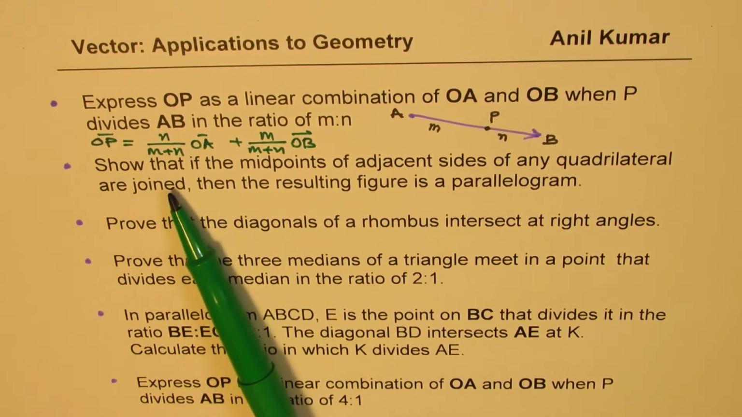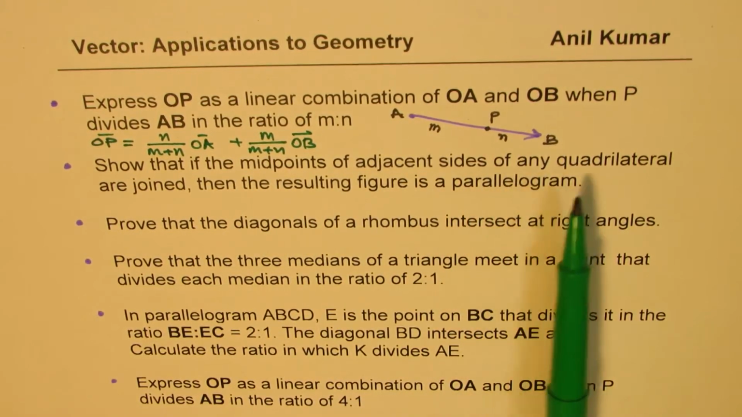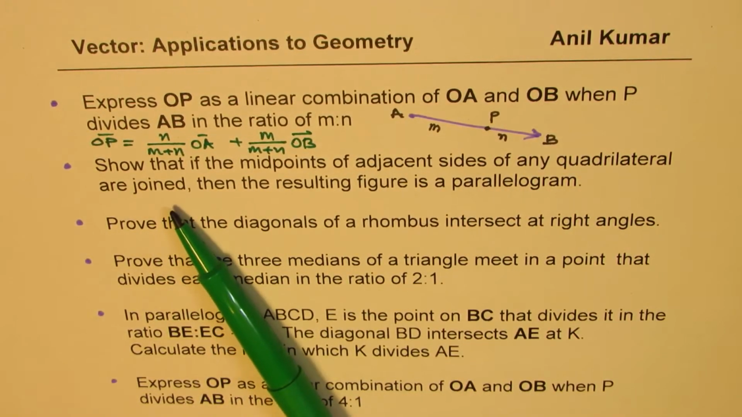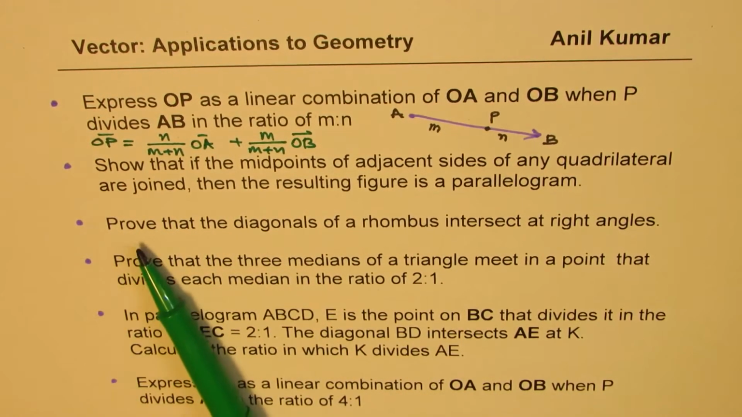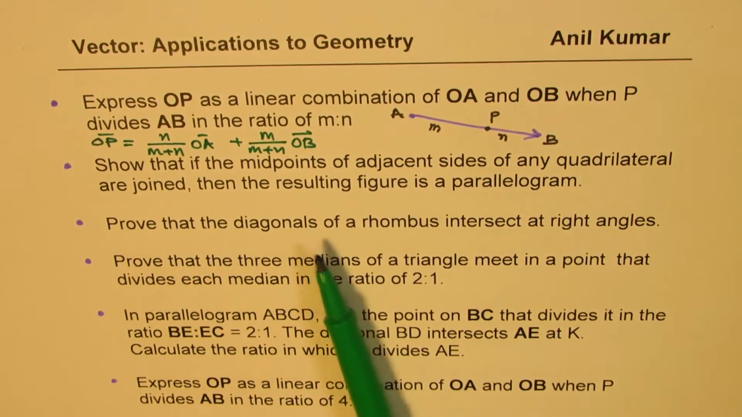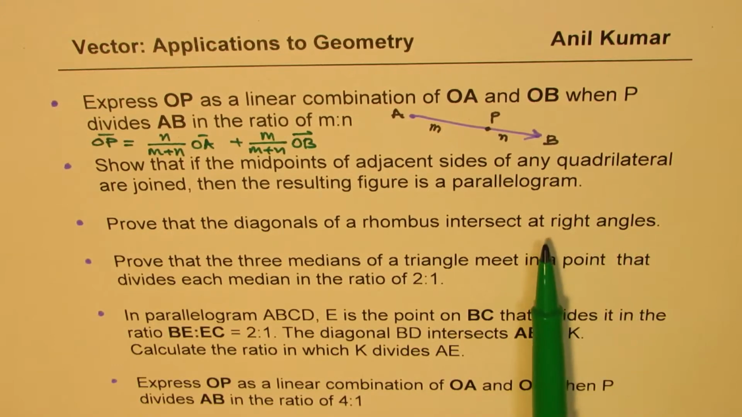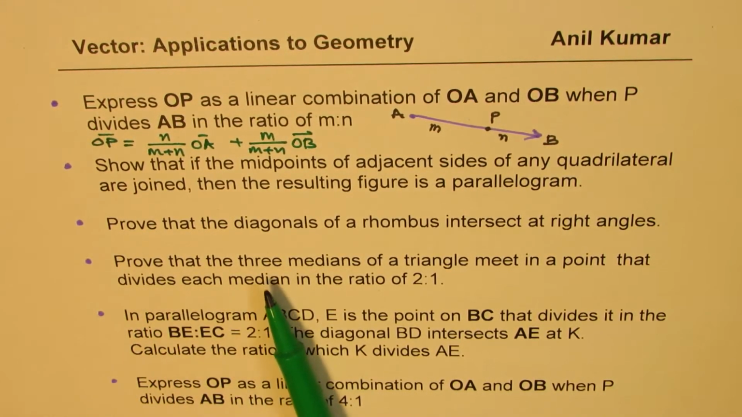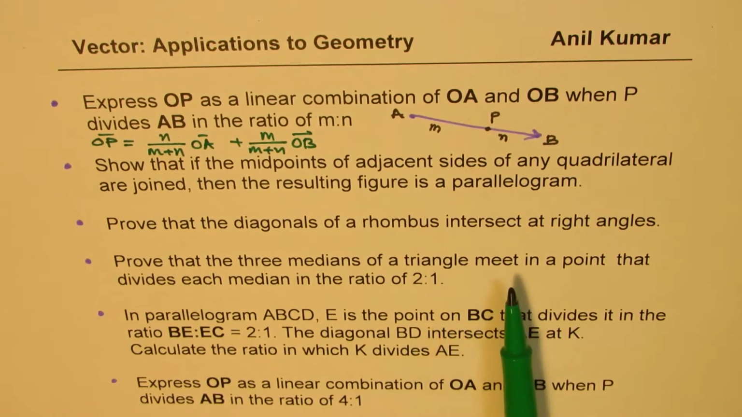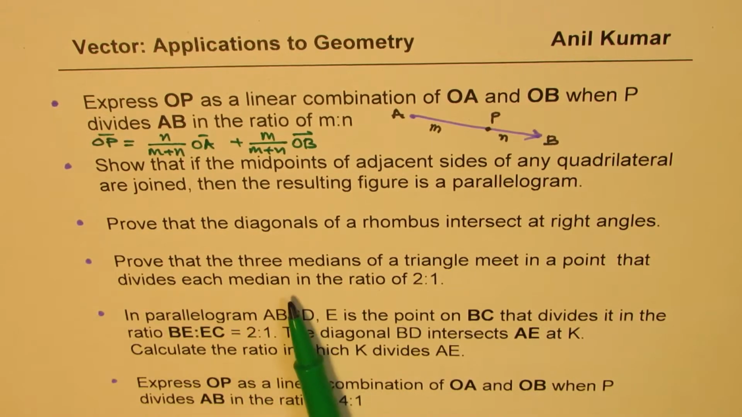Now the second question is, show that if the midpoints of adjacent sides of any quadrilateral are joined, then the resulting figure is a parallelogram. Question number 3: prove that the diagonals of a rhombus intersect at right angles. So we'll use the dot product to prove this. Question 4: prove that the three medians of a triangle meet in a point, called the centroid, that divides each median in the ratio of 2:1.